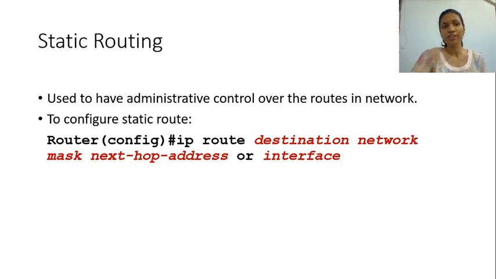In order to configure a static route, the command used is ip route followed by the destination network, followed by the mask of the destination network, followed by the next hop address. You can use the interface address, that is the exit interface address, in place of next hop address. That is fine. You need to configure this command in the global configuration mode of your router.